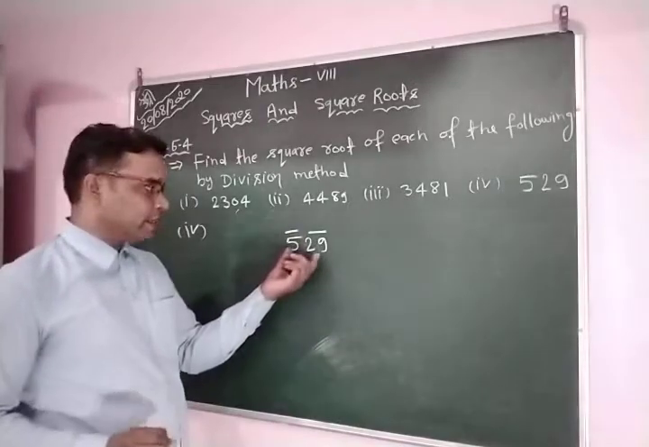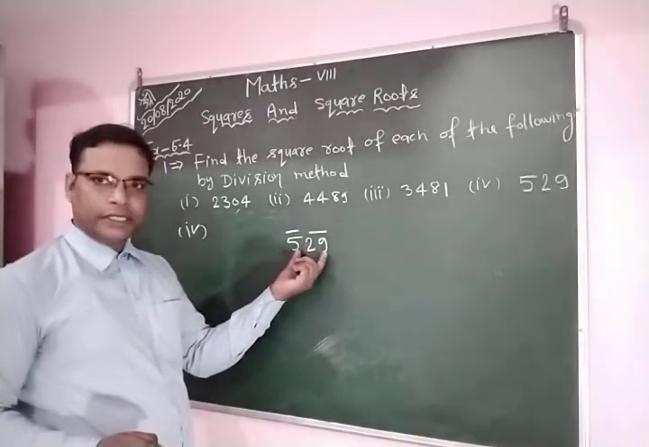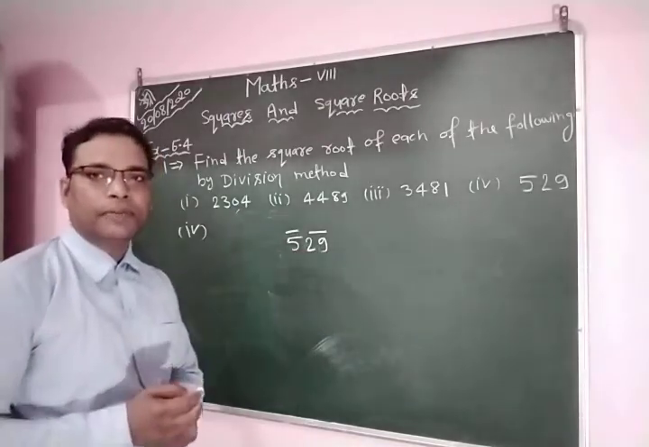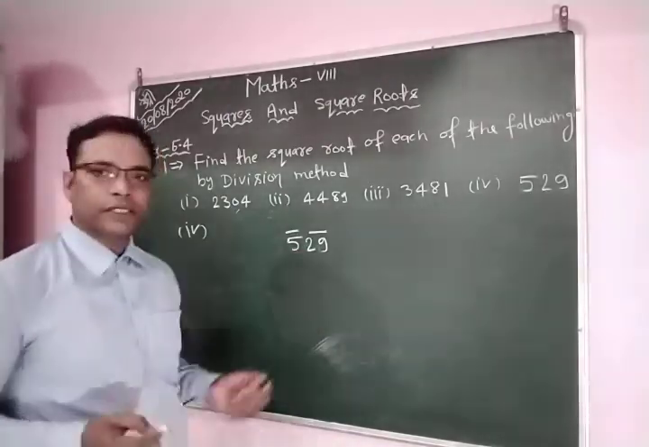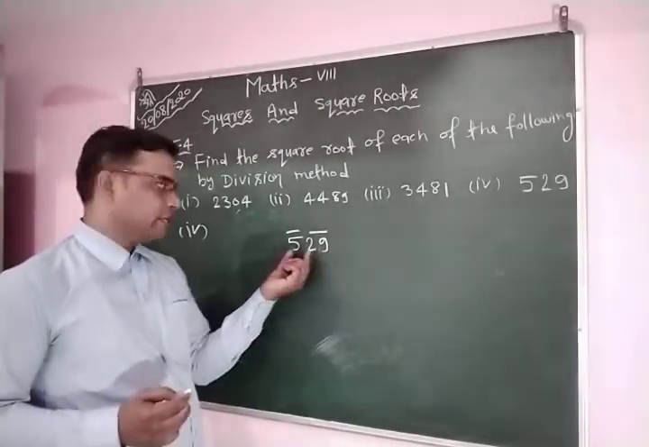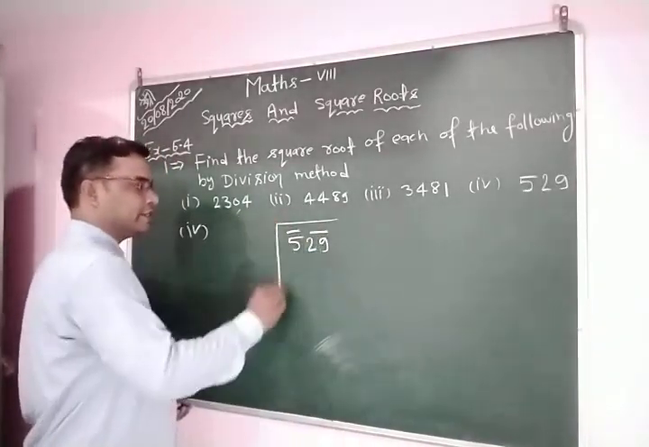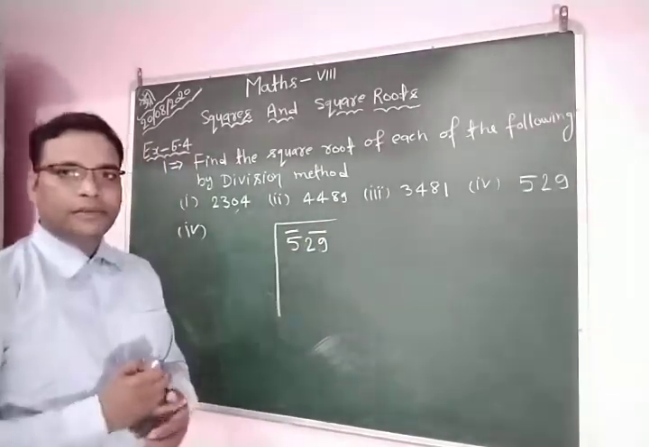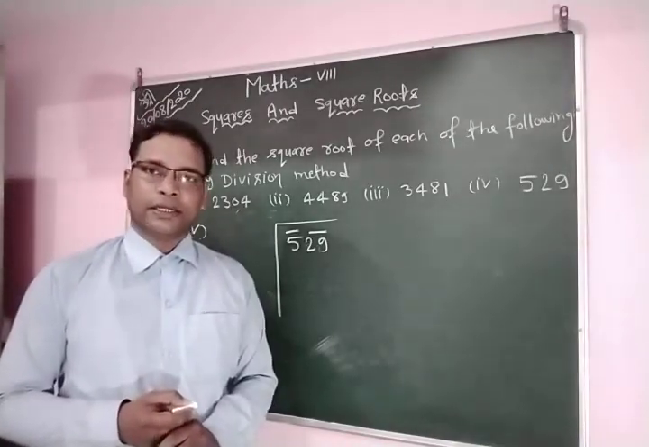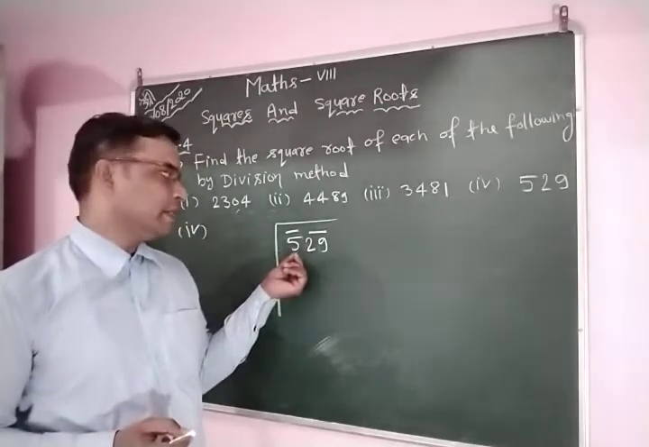This is an odd number. There are three digits here. This is an odd number, so we put bars from right to left. You can say start from one digit. So one bar over 29, another bar over 5. So we write like this, and first we take the extreme left digit. The extreme left bar is 5.